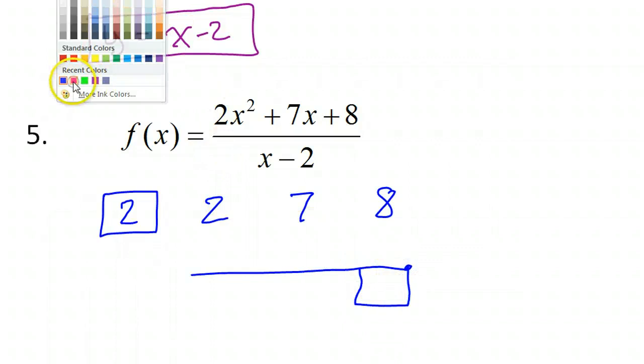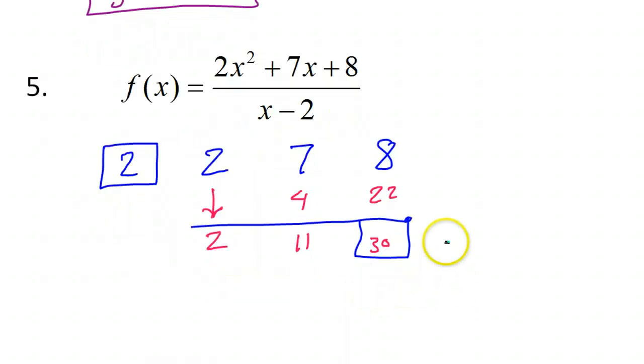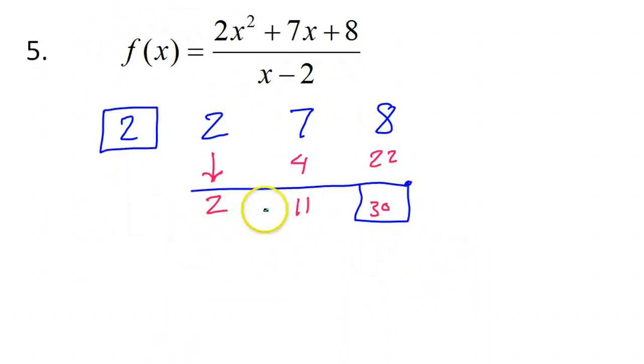And here we go. We bring down that 2. 2 times 2 is 4. That's 11. 2 times 11 is 22. So that's 30. Alright, but what really matters is this part right here.